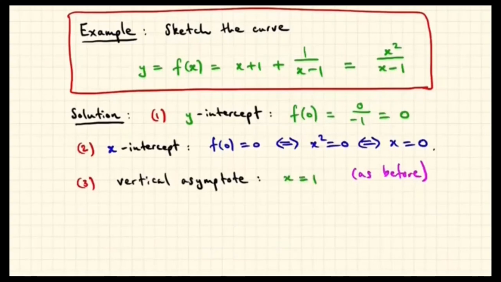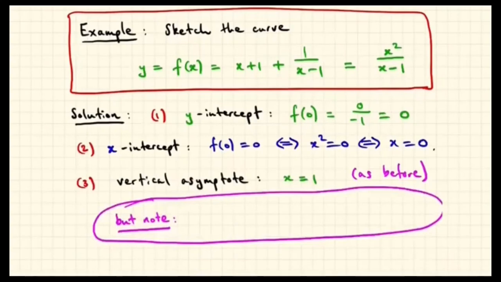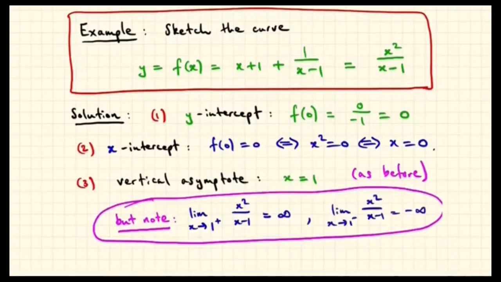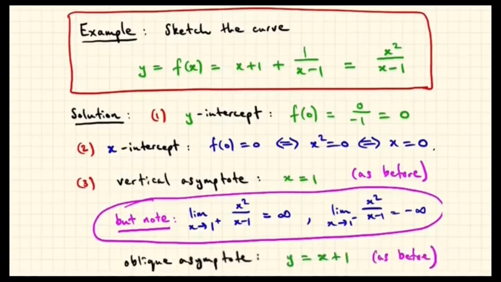As in the previous example, x equals 1 becomes the vertical asymptote. But notice that the behavior is different. The limit as x approaches 1 from above now turns out to be plus instead of minus infinity. And the limit as x approaches 1 from below now turns out to be minus instead of plus infinity. The oblique asymptote again is the line y equals x plus 1.